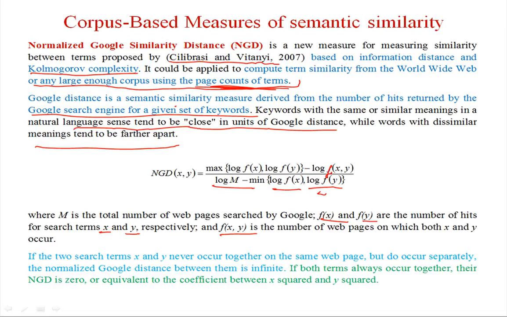If the two search terms x and y never occur together in the same web page but do occur separately, the normalized Google distance between them is infinite. If both terms always occur together, then the normalized Google distance is 0.